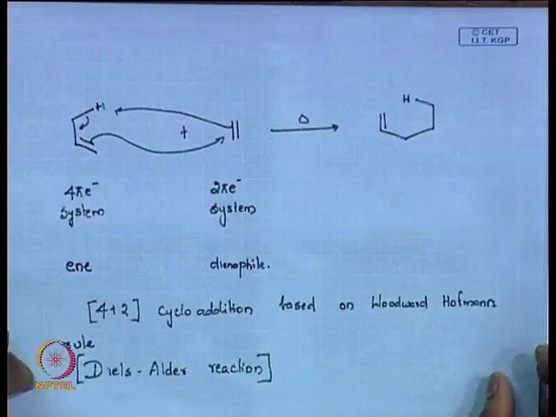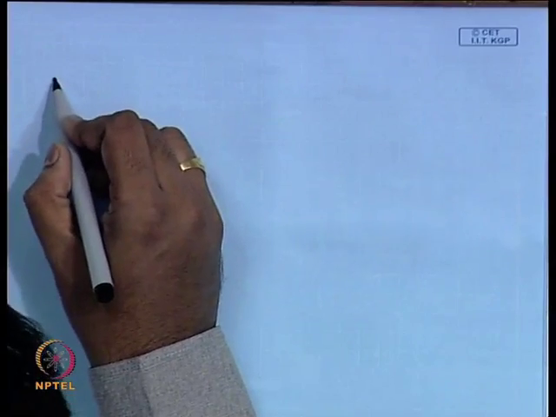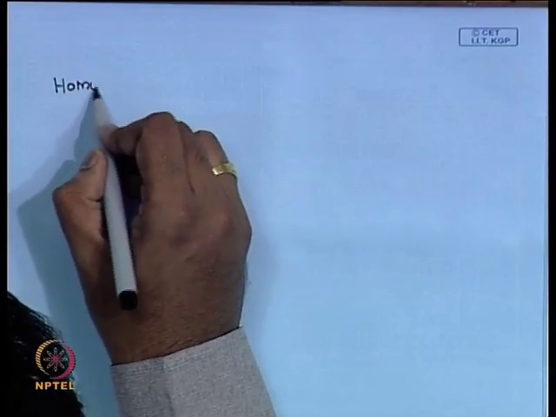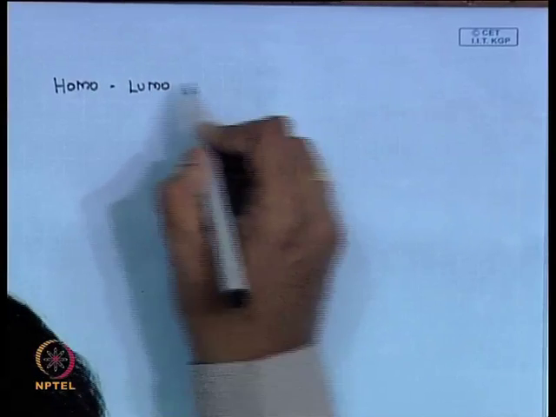Now, we know how this mechanism works. It is nothing but a 4 plus 2 cycloaddition reaction. Now, we will see whether this addition is suprafacially favored or antarafacially favored, whether under thermal activation it is suprafacial, or in photochemical activation how it works. For that, it is better to understand based on your HOMO-LUMO interaction.